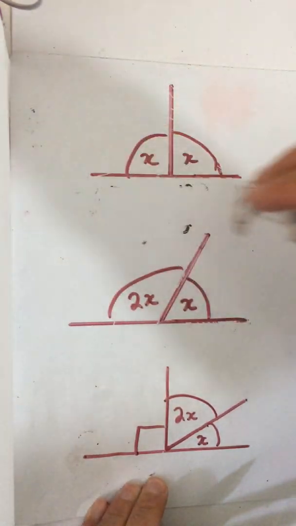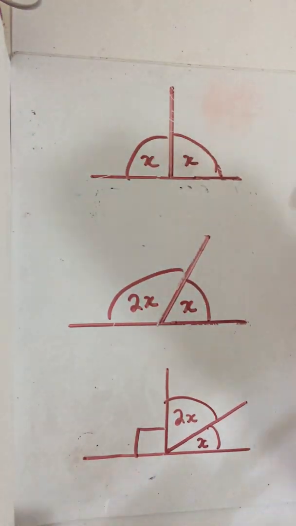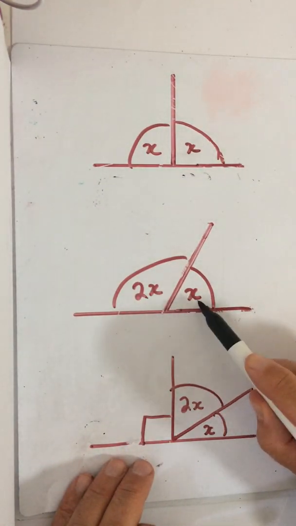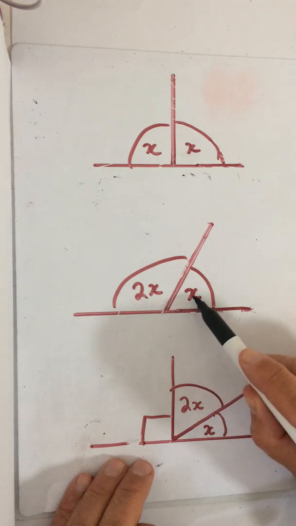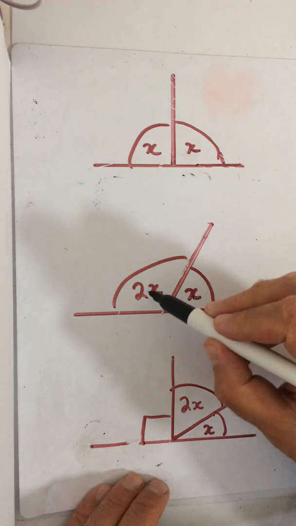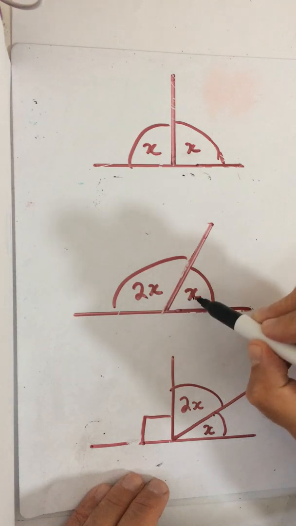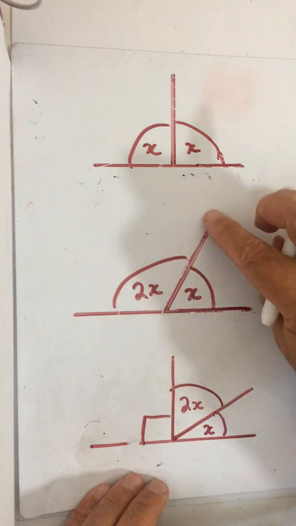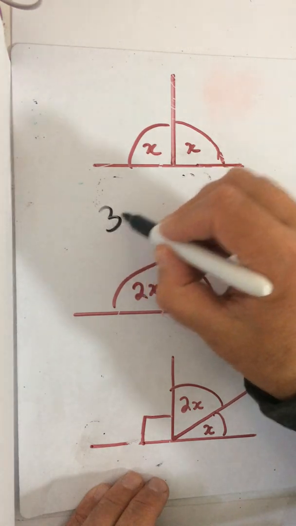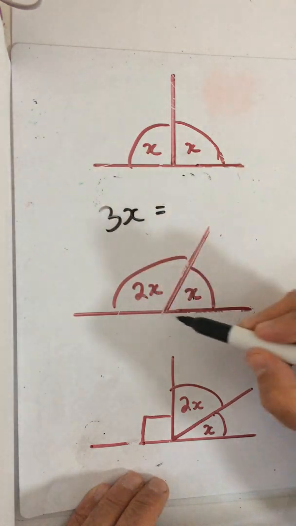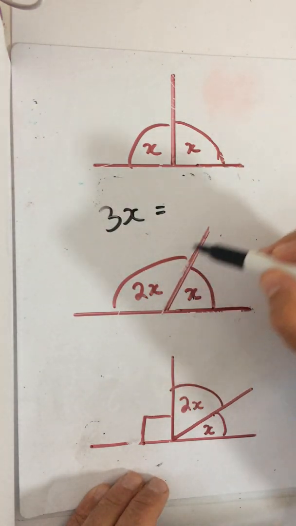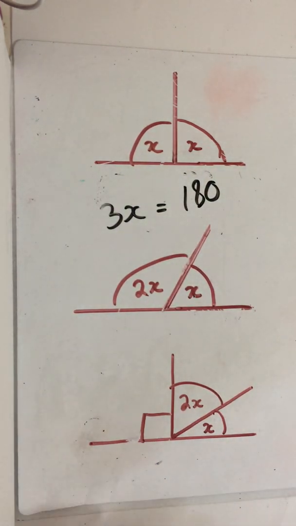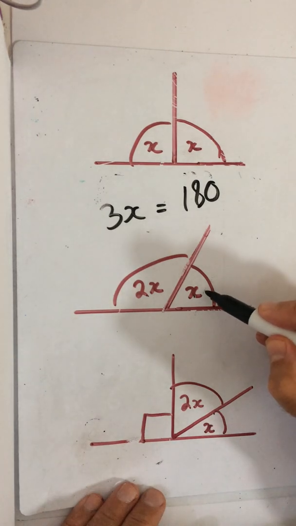Again, we're going to write out an equation for it first. So we're going to do the 2x and 1x. We're going to add up all the x's. So 2x plus 1x is 3x. And we know that angles on a straight line equal 180 degrees. So 3x equals 180. So we need then to find the value of x.